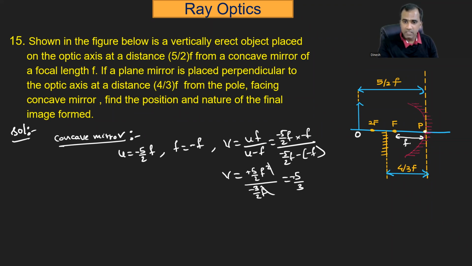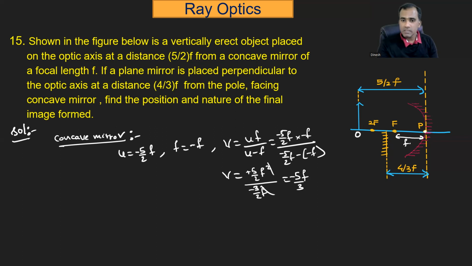It becomes minus 5 by 3. Sorry, f is also there; only one f got cancelled, and one f is remaining already. So it is minus 5 by 3 f.